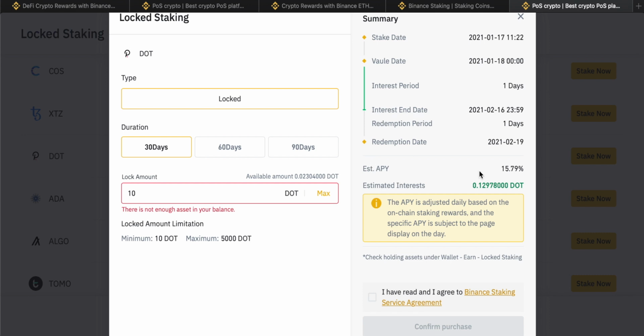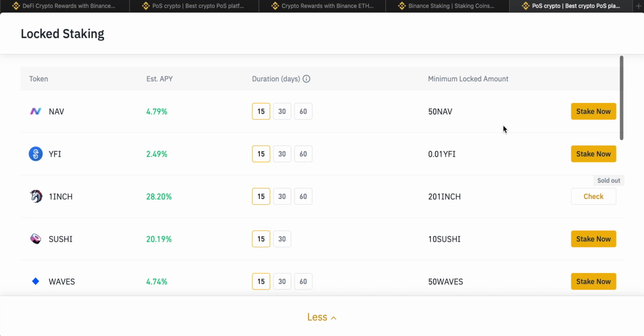This will show you the annual yield in percentage terms. So you'll be earning 15% annually. Of course, you're only putting your money on for 30 days though. So just to keep that in mind. But anyway, it will tell you how much of the Polkadot coins that you should receive back after the end of your period. Come down to I have read and agree to the terms and conditions, and then just confirm purchase. What Binance will do now is take those coins directly out of your exchange wallet and put them straight into your Binance Earn staking products account.